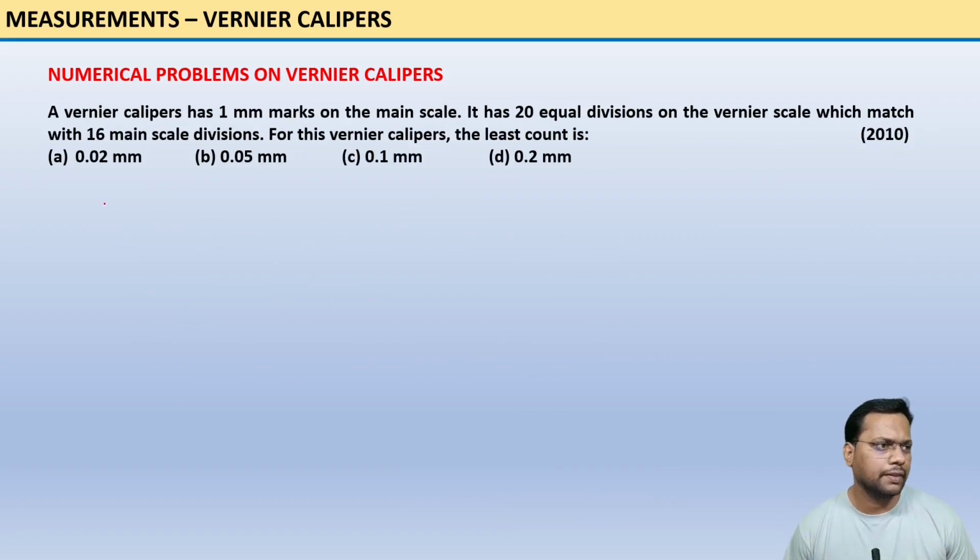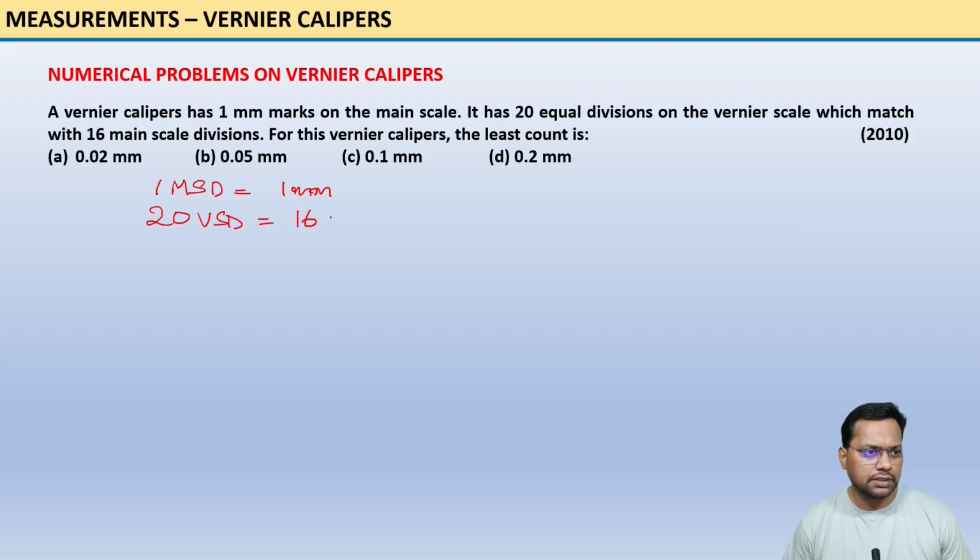Next problem. A Vernier calipers has 1 millimeter marks on the main scale, that is 1 MSD is equal to 1 mm. It has 20 equal divisions on the Vernier scale, which match with 16 main scale divisions, that is 20 VSD is equal to 16 MSD. Now for this Vernier calipers, what is the least count? We need to find out the least count.